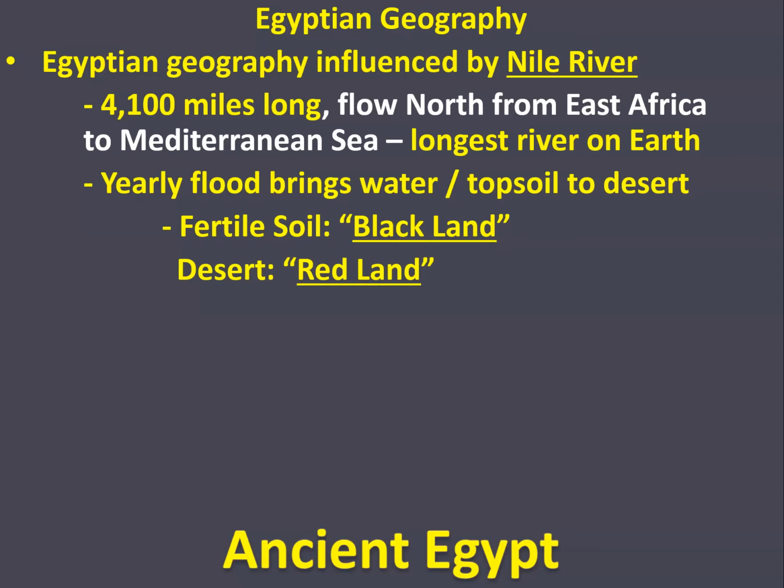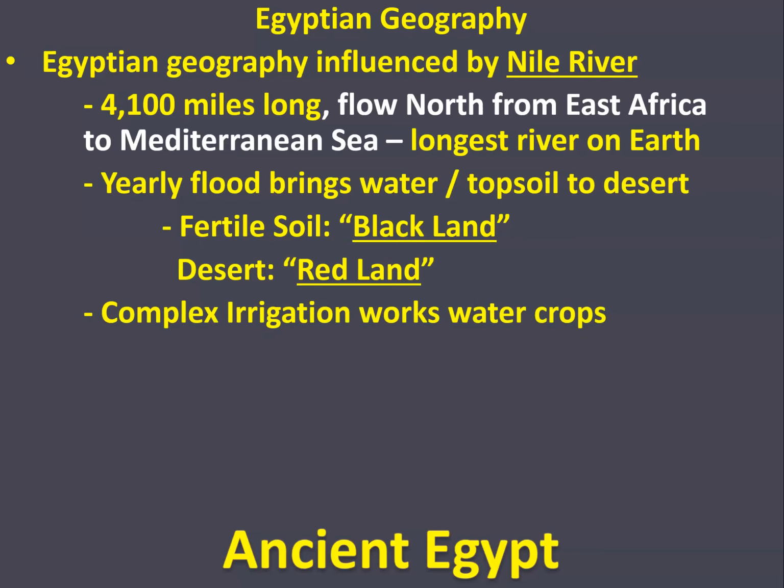When we're thinking about looking at this on a map, you want to think that the black land, the very fertile soil, is only going to be as far as the river is able to flood on either side of the banks of the Nile. So it's going to be a very thin little strip on either side of the Nile River itself, and most of Egypt is going to be that desert red land.